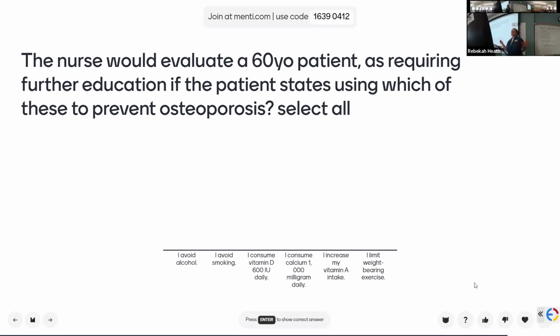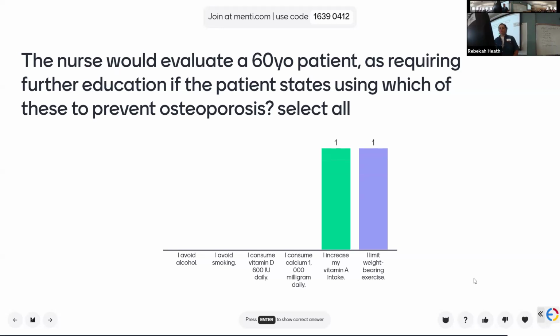So before you answer, let's do some test-taking strategy. If the question says the patient is evaluated as requiring further education, does that mean the patient is saying something true and correct, or something that's not true? Right, it's a not-true statement. So they're saying they need further education. So it's which of these statements would we not recommend to prevent osteoporosis?